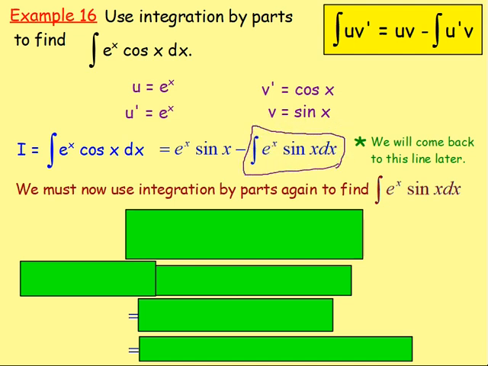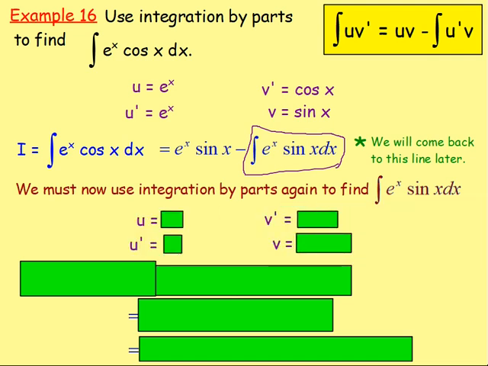So once again, you are thinking, I'm having to write down u and work out u dash, v dash, and integrate to get v. So look for one part that's easy to differentiate. Well, you could differentiate e to the power of x easily enough. We just did it. We got e to the power of x. We could integrate sin x easily enough. We know that it's just negative cos x.